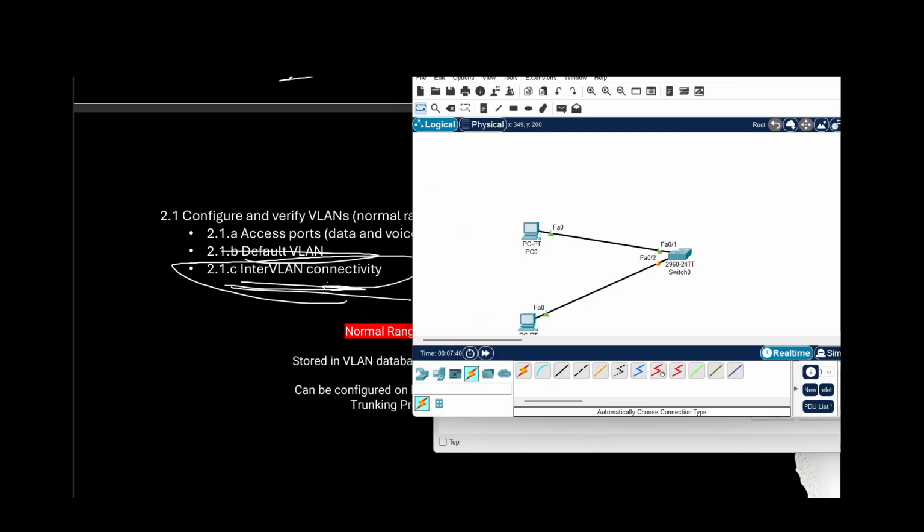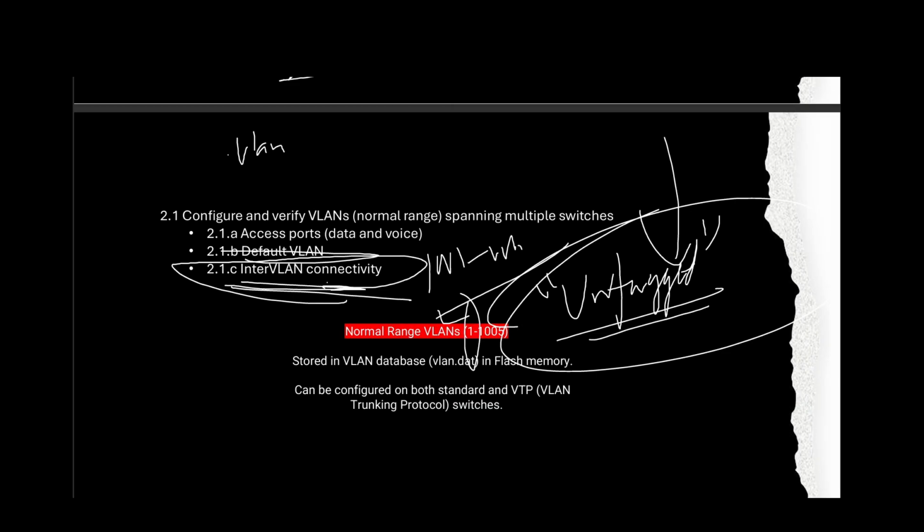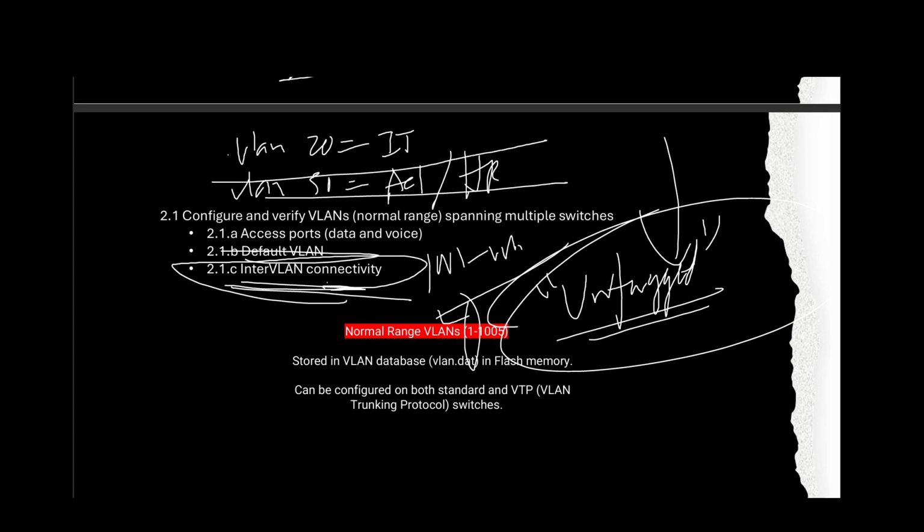That's also the reason why we have to create a VLAN for, like in a real setup, each different department. Let's say you have the IT department, they might be on VLAN 20, and the accounting department might be on VLAN 30. That's how you design a simple office setup. You will create VLAN 20, which will be for IT. Let's say VLAN 30 is going to be for accounting, or let's say for HR. Okay, so these will be the two VLANs that we'll be creating.